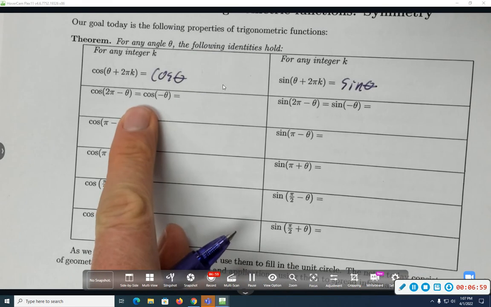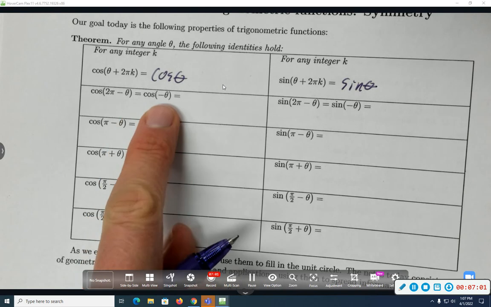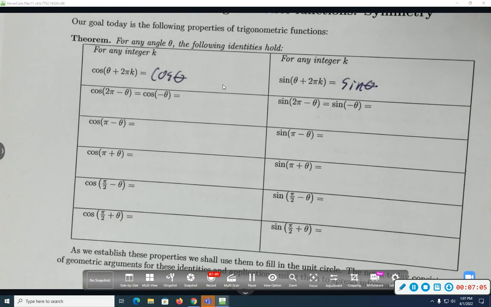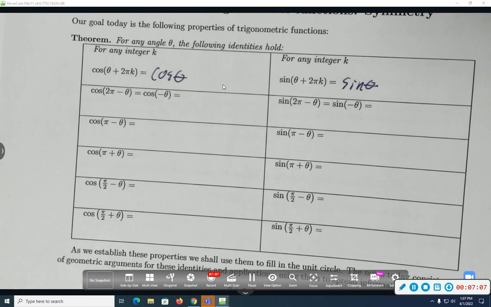Cool. So, next let's think about what happens when instead we go by negative theta. And I put that 2 pi minus just to be reasonably helpful, because 2 pi minus theta means go around by 2 pi and then back by theta, or just back by theta, same thing. Let's try to figure out what those trig functions are. And we'll do it by drawing a picture.